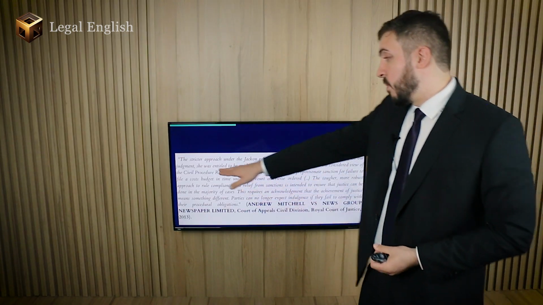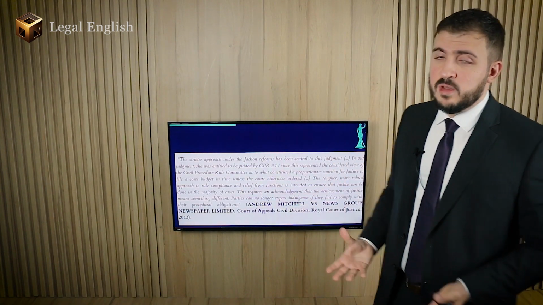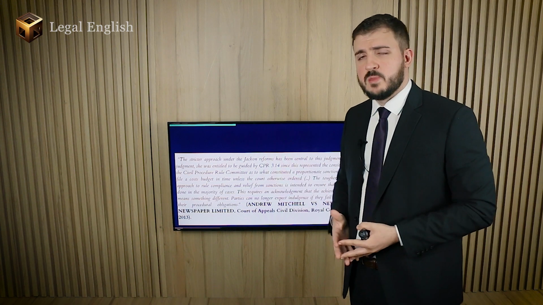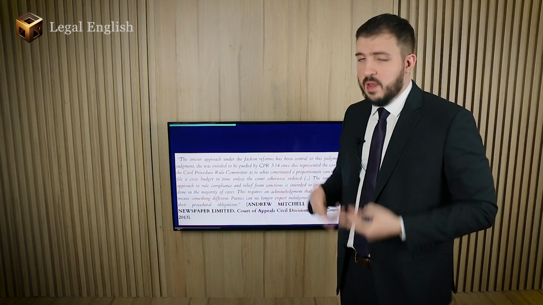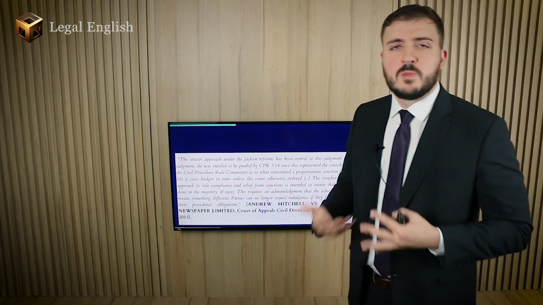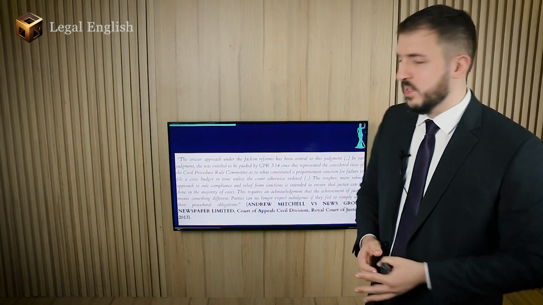So, a stricter approach. Basically, you have to comply. If the judge, when he's doing the case management, institutes a deadline, you have to comply with it. You're not supposed to tolerate people missing deadlines anymore.